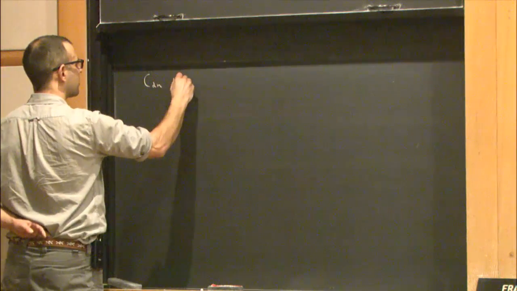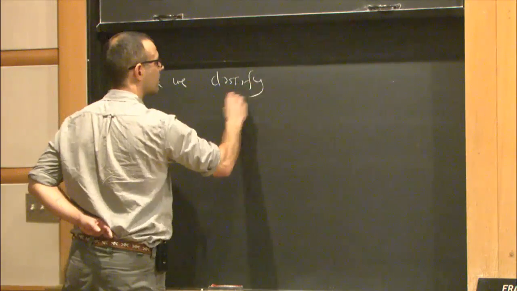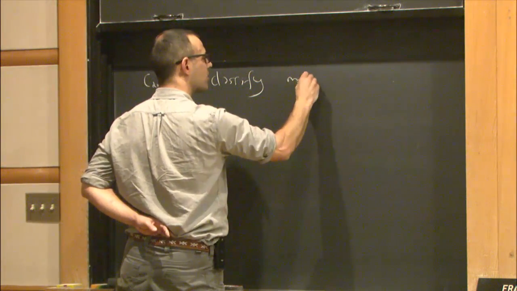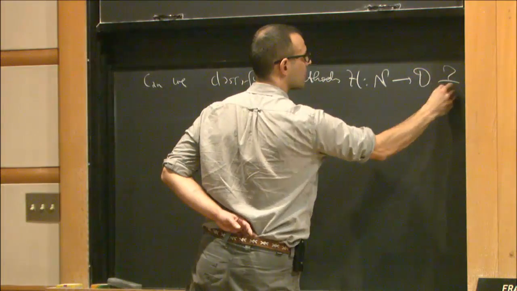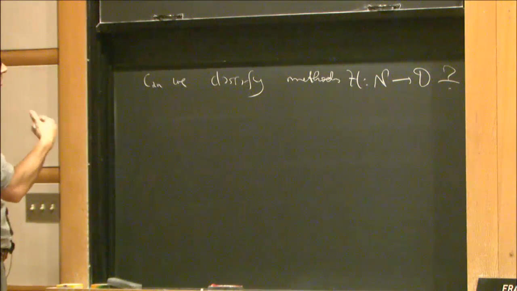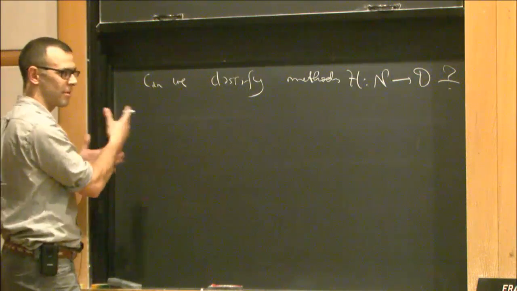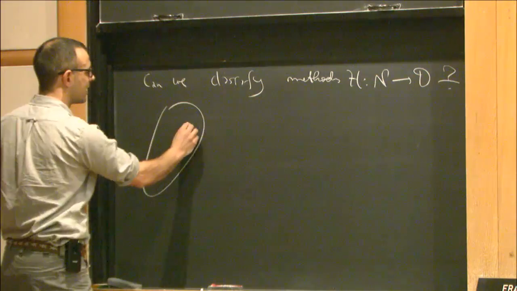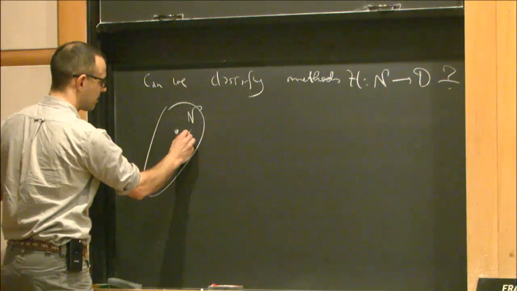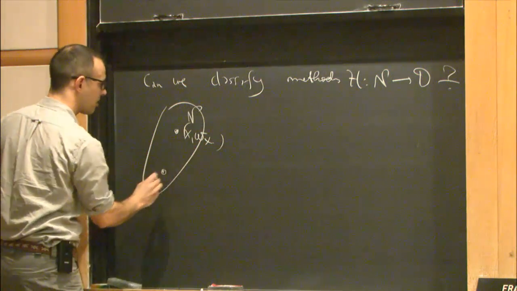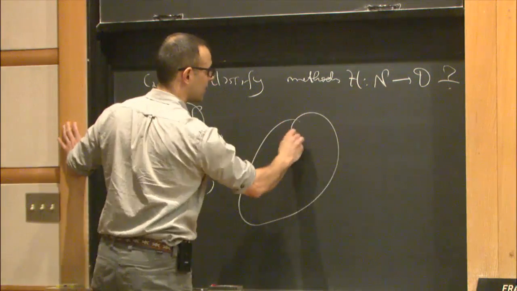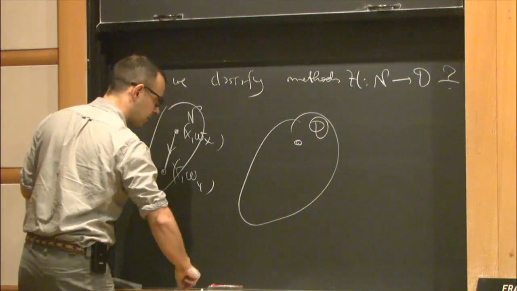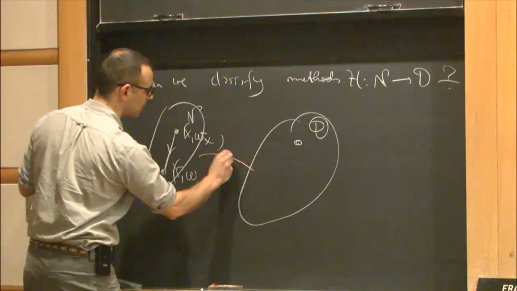So can we classify methods h from N into D? I mean, how can one try to order the methods and try to say this is a better method, that's a method that doesn't behave so nicely? So the idea here is to try to view methods as transformations that respect some sort of underlying structure. So let me explain what I mean.